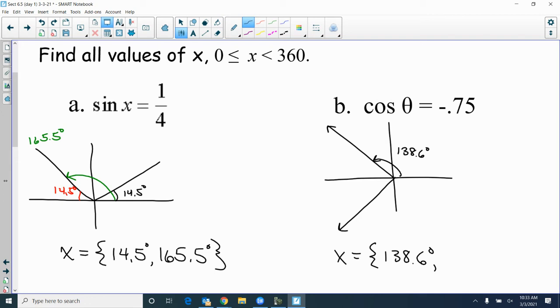Aubrey's going to help you out. Do 360 minus the 138.6. You can do 360 minus that. Jacob, what were you going to say? I was going to say subtract 90 from it and then subtract that from 270.